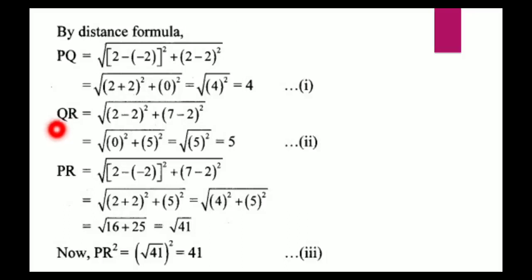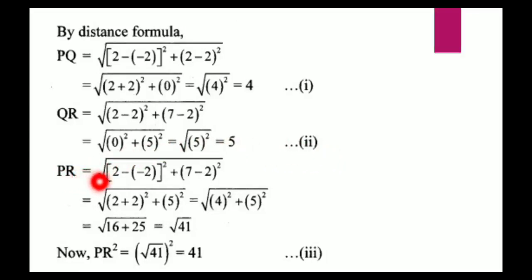Now we will find the distance QR. QR is equal to root of (2 minus 2) the whole square plus (7 minus 2) the whole square. Root of 0 square plus 5 square is equal to root of 5 square is equal to 5. This is statement number 2.